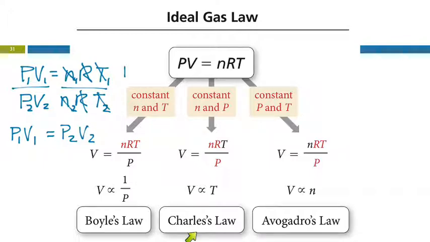You can get Charles' law the same way by just keeping pressure and amount of gas constant and crossing out the other things. You can get Avogadro's law by keeping pressure and temperature constant and crossing out the other things. So memorizing the equations is good, but you can derive them very quickly. You remember PV equals nRT and this little method, and you can get any gas law that you need. Any questions? I think this is cool, but I am a chemistry nerd.